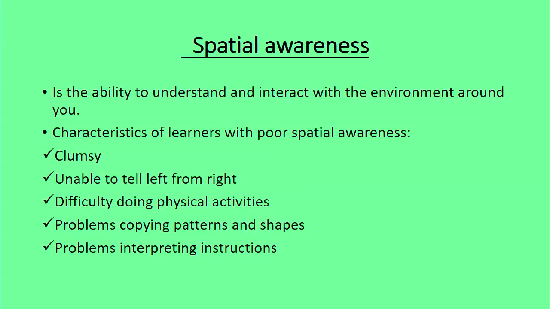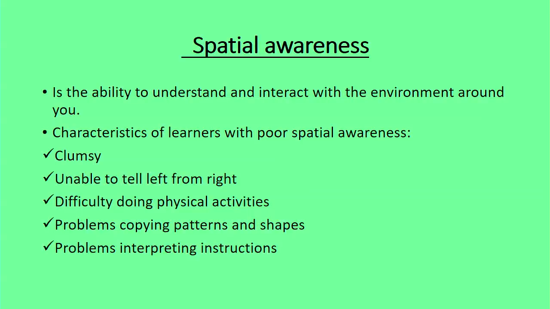Now, how do I identify a learner that has poor spatial awareness? The characteristics of learners with poor spatial awareness are they are usually clumsy. It means they bump into things. They are clumsy. They bump into objects against the table, against chairs and things. So those are characteristics of learners with poor spatial awareness.